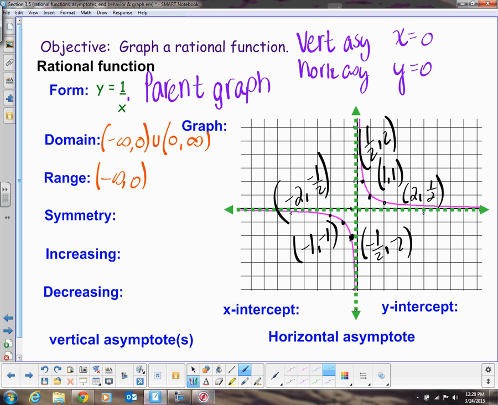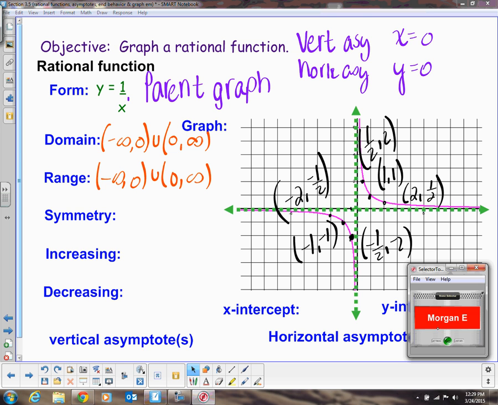-infinity to 0, because we're going down forever, and then we're going to come up, and we won't get past that 0. And then what? 0 to infinity, because we're here, we'll never touch that, but then we're going to go up forever. Actually, we're starting at 0, and we're going to positive infinity. Symmetry. This does have symmetry. What kind of symmetry does it have? Jesse?